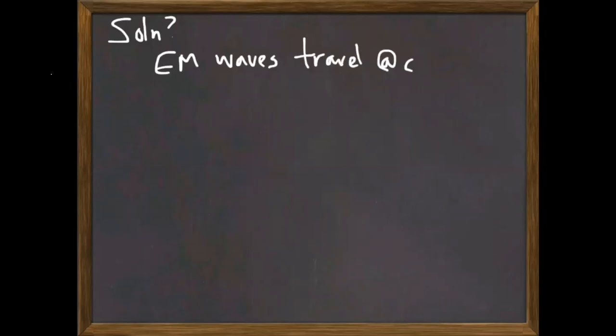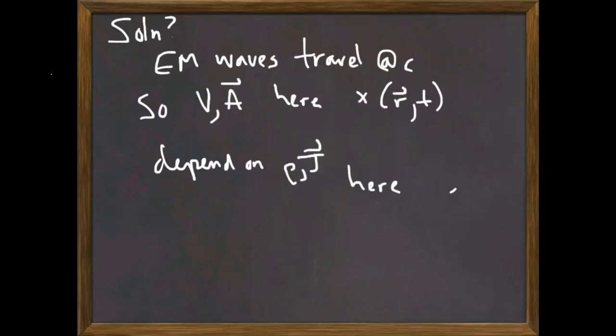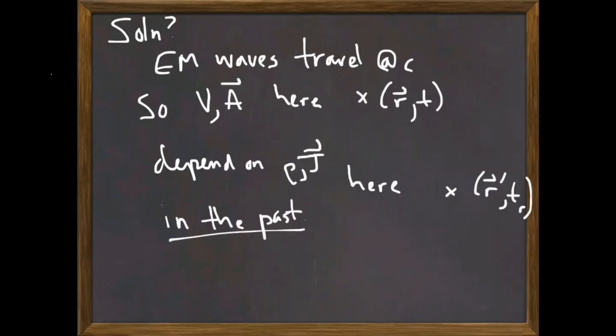We're going to be inspired to guess based on the fact that electromagnetic waves travel at the speed of light. If I move a charge around, the change in the field should propagate at the speed of light. What that means is that the vector and scalar potentials at this point, r and t, depend on the charge and current density over there at r prime and t sub r in the past. So the current values of V and A depend on the past values of rho and j. It takes time for that information to get from there to here.